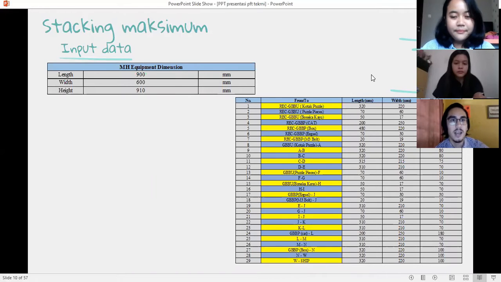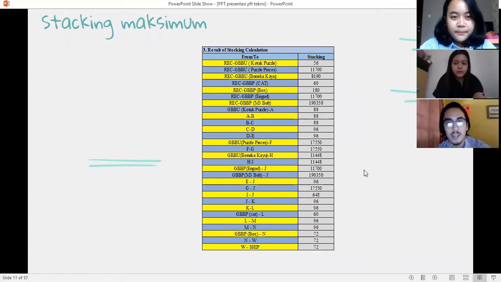This table shows the stacking maximum. The input data is in the first table. Next. And these are the results of the stacking maximum.